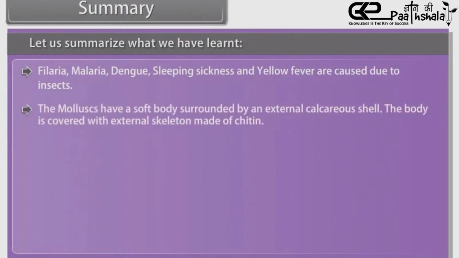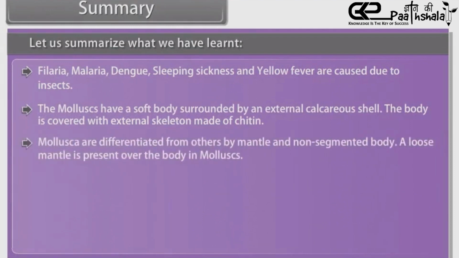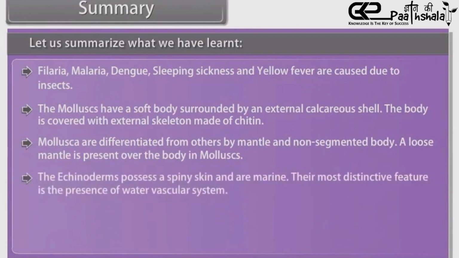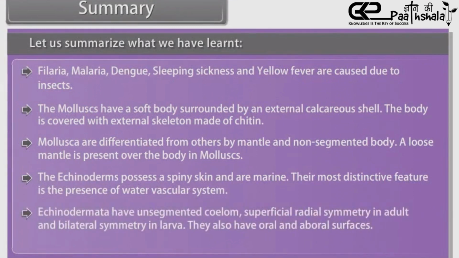The mollusks have a soft body surrounded by an external calcareous shell. The body is covered with external skeleton made of chitin. Mollusca are differentiated from others by mantle and non-segmented body. A loose mantle is present over the body in mollusks. The echinoderms possess a spiny skin and are marine. Their most distinctive feature is the presence of water vascular system. Echinodermata have unsegmented coelom, superficial radial symmetry in adult and bilateral symmetry in larva. They also have oral and aboral surfaces.